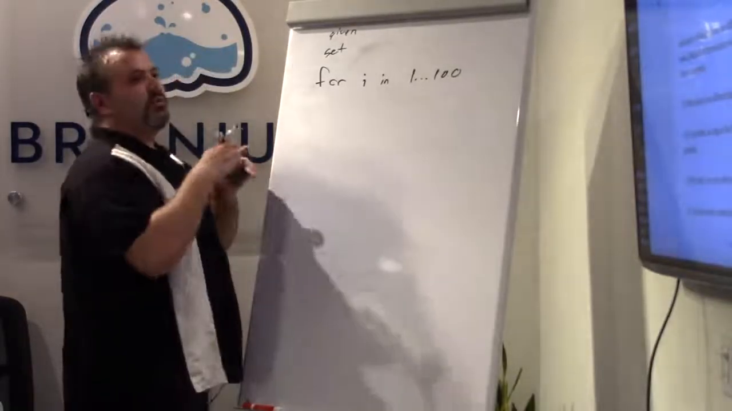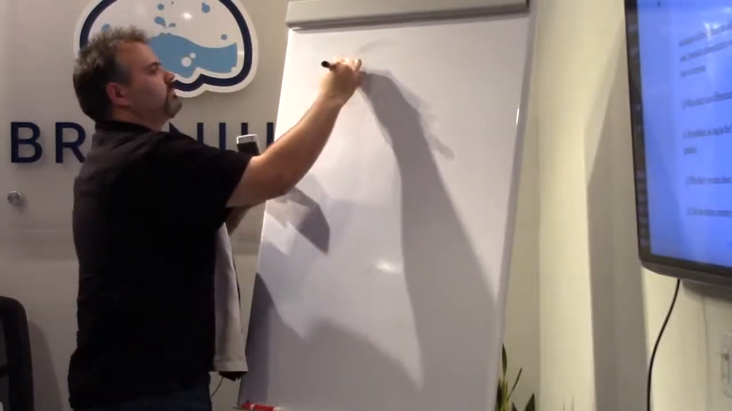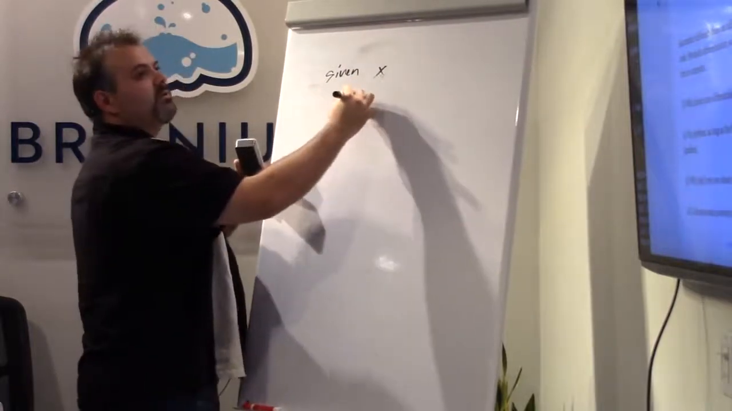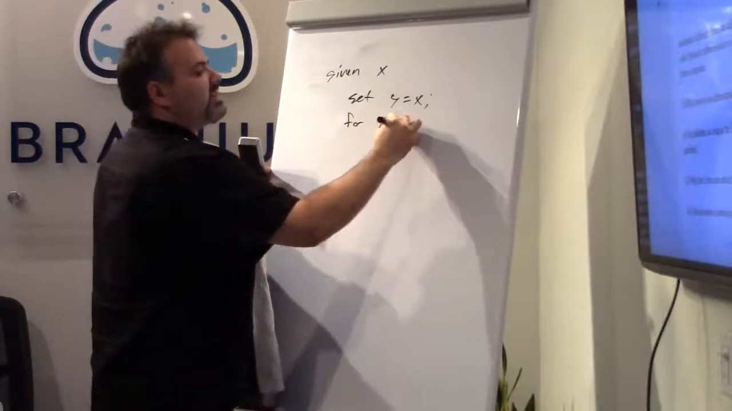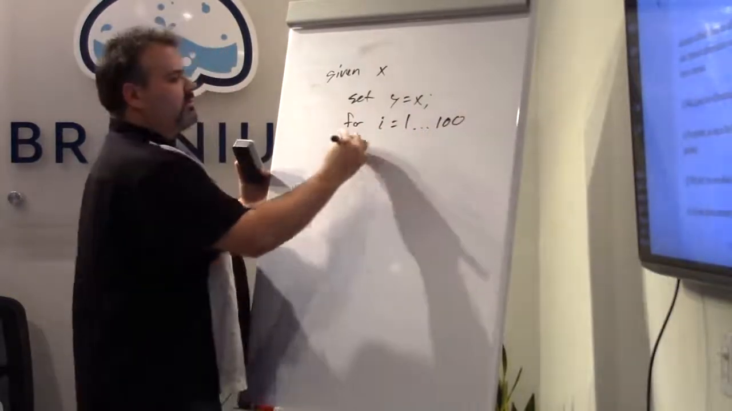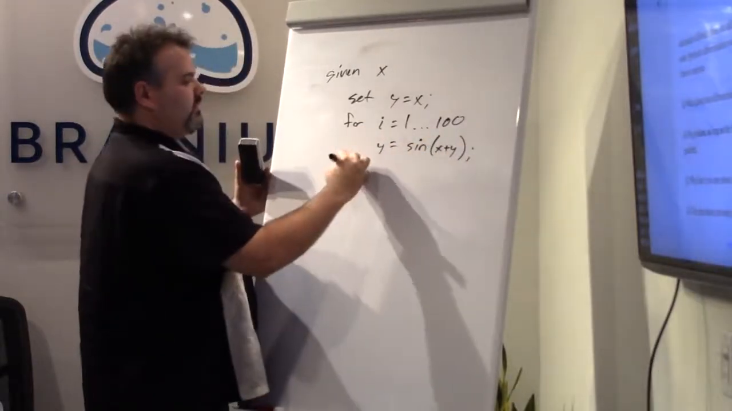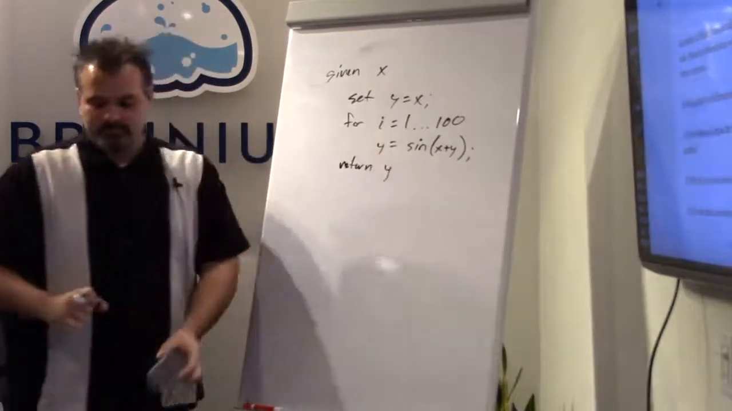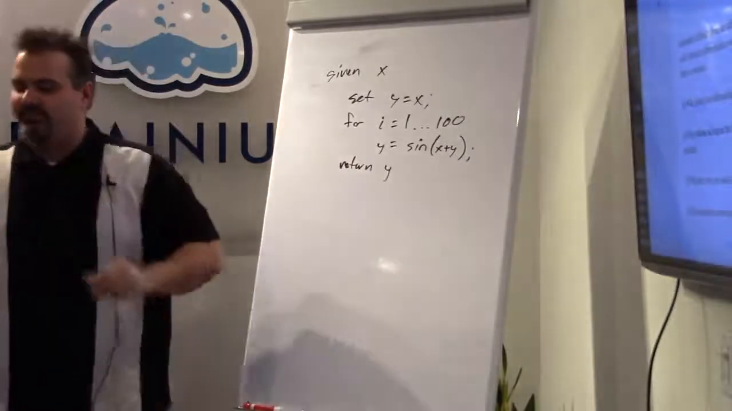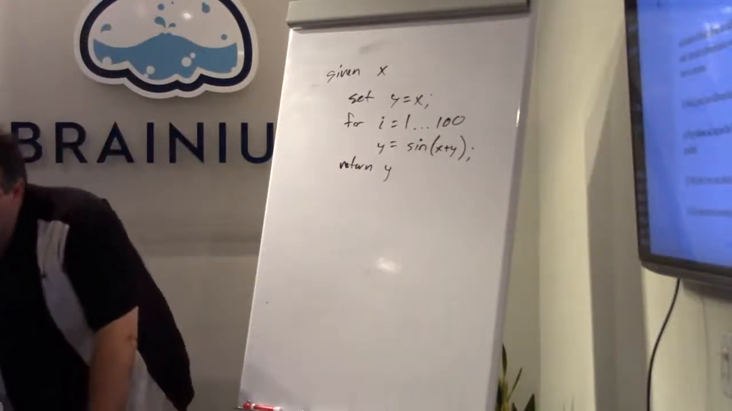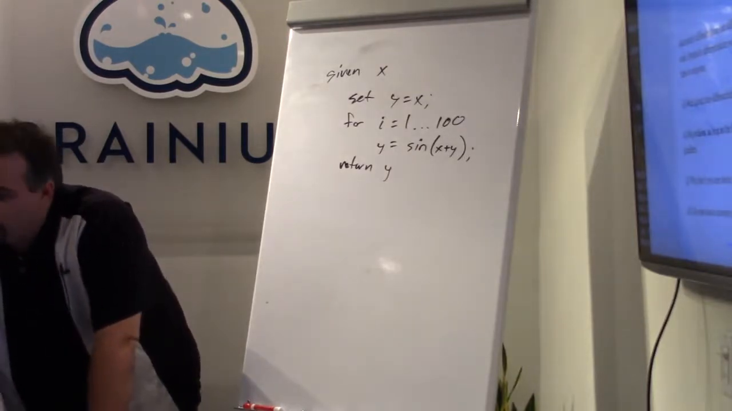So let's write that down on the board, because I'm going to switch to the computer and then show why my thing is the same. Okay. Given x, set y equal to x. For i equals 1 to 100, y equals sine of x plus y. Return y. This was my example of a real life problem. It's real life in the sense that you can't write a formula for it. And I think most functions in real life, you can't write a formula for.